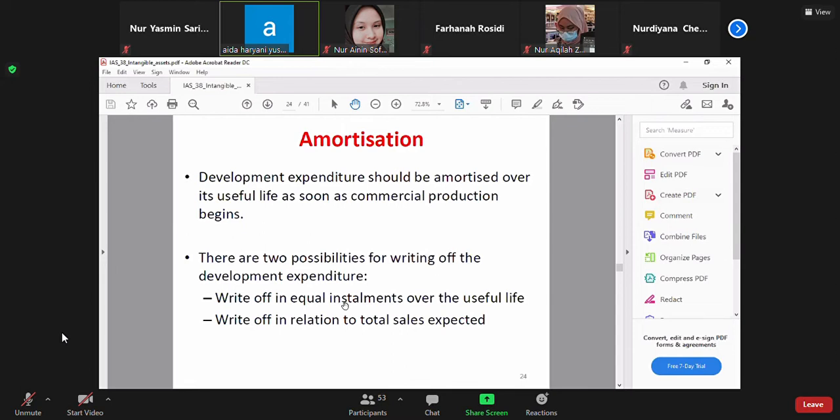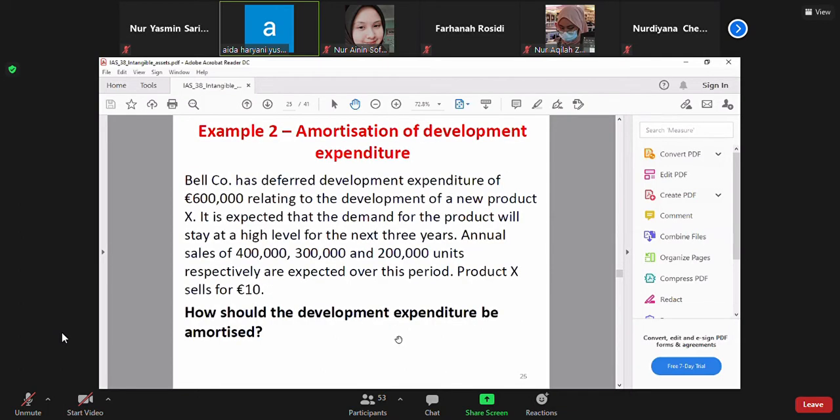The first one, you write off in equal installments over the useful life. The second, you write off in the form of sales. Since they have already started production, they start to produce sales, so you write off according to the total budgeted sales. Okay, do you understand up to this point?